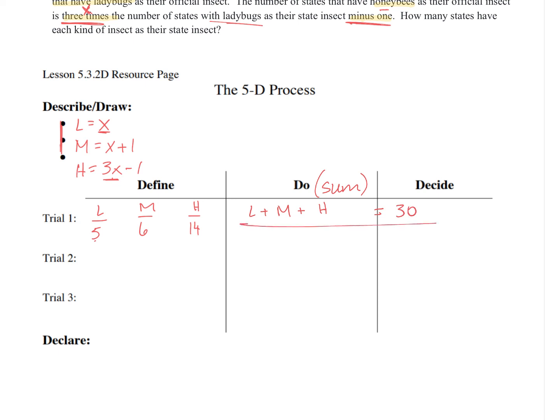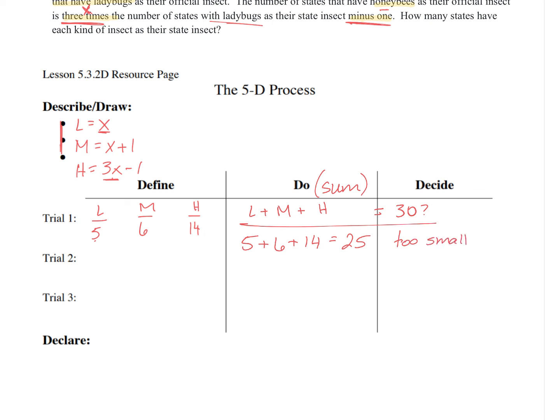All right, so ladybugs is 5, plus 6, that's monarchs, plus 14. And that equals, I would do 6 plus 14 here because I know that's 20, and then 20 plus 5 is 25. So 25 compared to 30, so 30 question mark. Now this is too small.